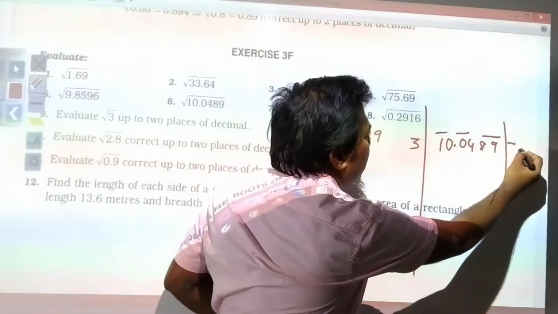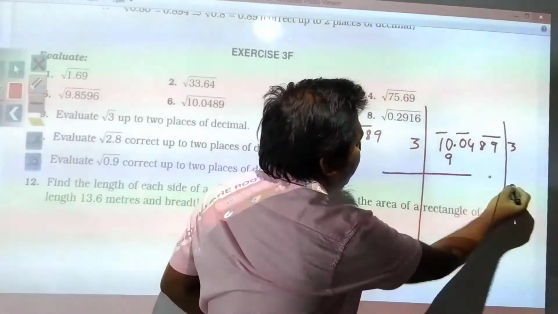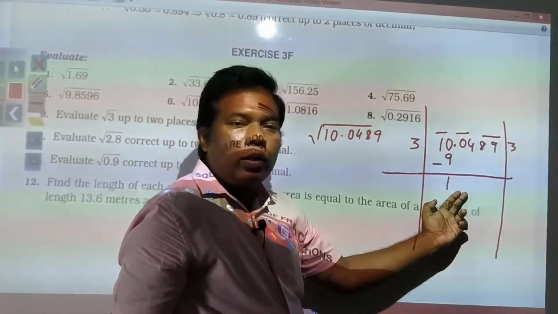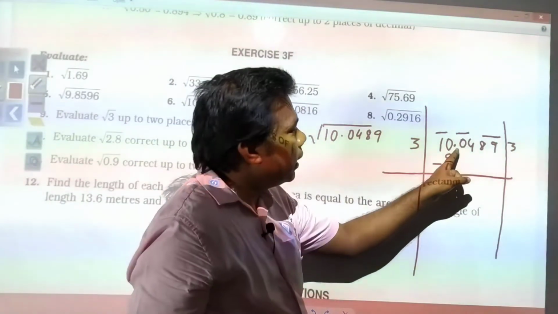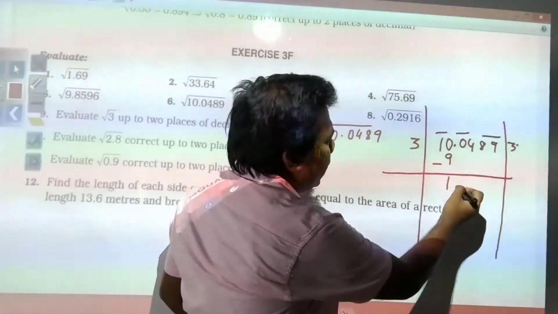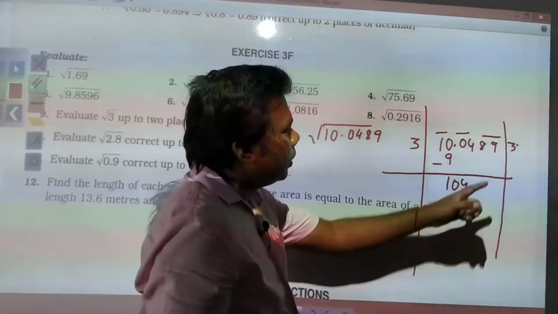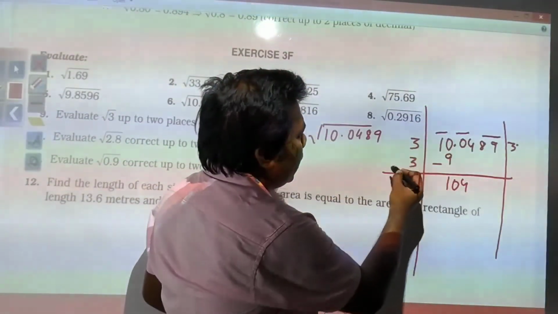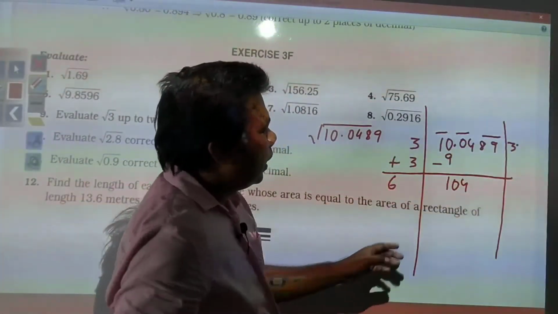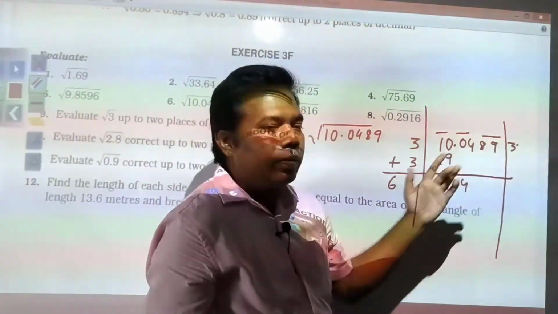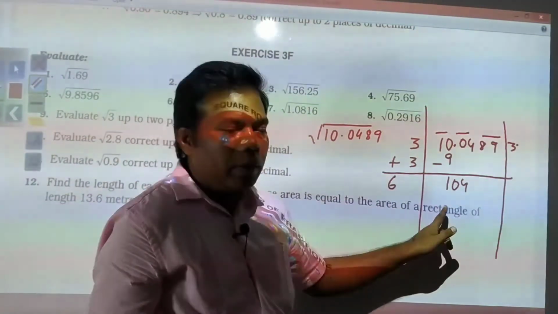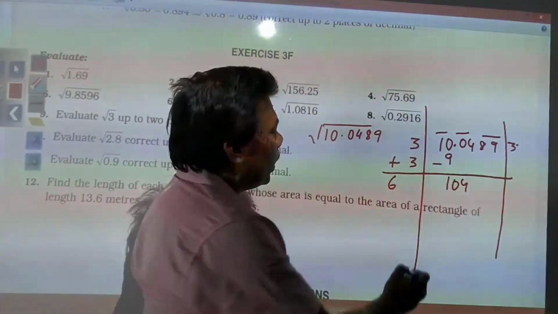3 3s are 9. You subtract this, you will get 1. The next period is required to be taken down, and before that you have the decimal, so the decimal is required to be put over here. The next period 04 has been taken down, this 3 is required to be written over here and added. You have got 6. Now you need to see how many times it will go. If 2 times, 6 2s are 12, it will be bigger, so 1 time it will go.